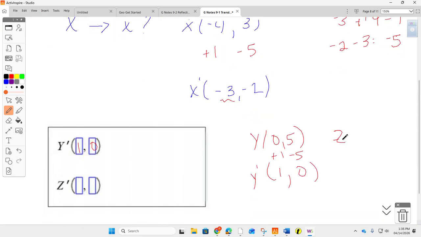D is negative 2, 0. So we're going to add 1 to the x coordinate. Remember, this is x coordinate, y coordinate, x coordinate, y coordinate. So now we know d prime x coordinate, negative 2 plus 1, is negative 1. And 0 minus 5 is negative 5.